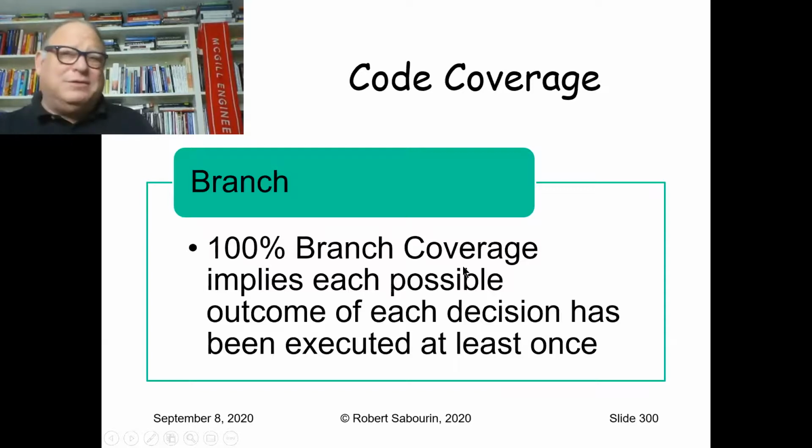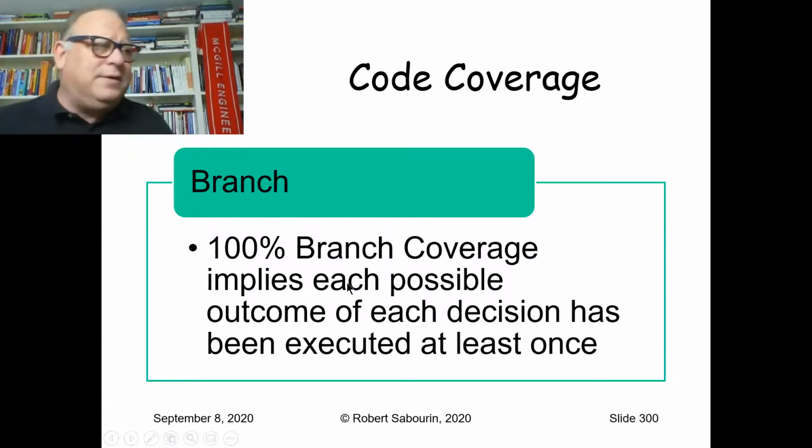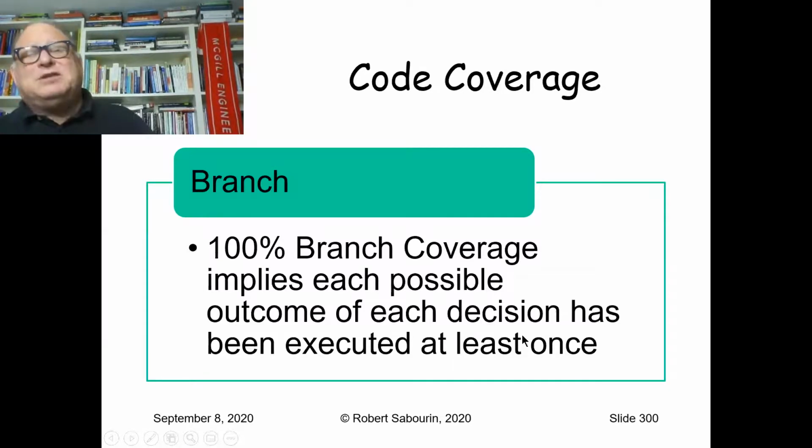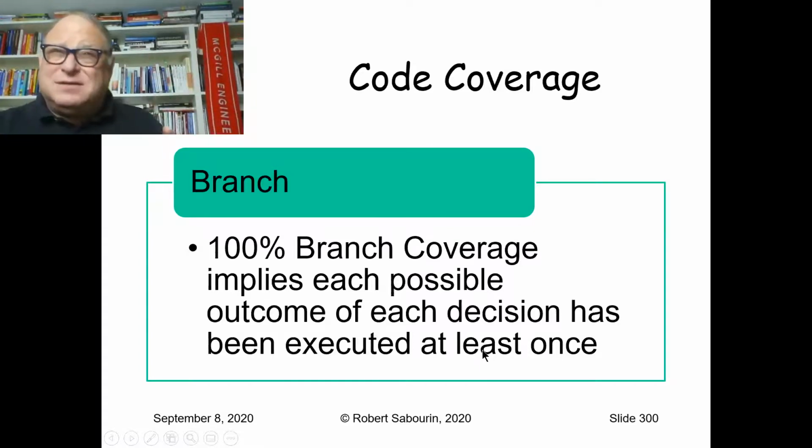100% branch coverage seems a bit stronger. It implies each possible outcome of each decision has been executed at least once. Now, these are outcomes of decisions. This is not the reason we made the decision, but the result of the decisions that we're looking at. So it's stronger than statement coverage, but still it's not looking necessarily at why or how we made the decision.